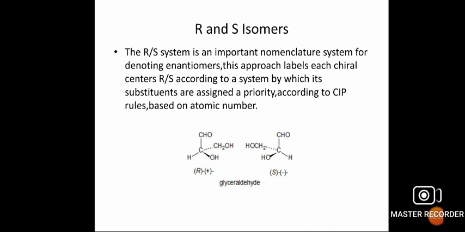Coming to the R and S isomers, this nomenclature system is useful in enantiomer nomenclature. The R or S system is an important nomenclature system for denoting enantiomers. This approach labels each chiral center as R or S, according to a system by which its substituents are assigned a priority according to CIP rules, which is based on atomic number.